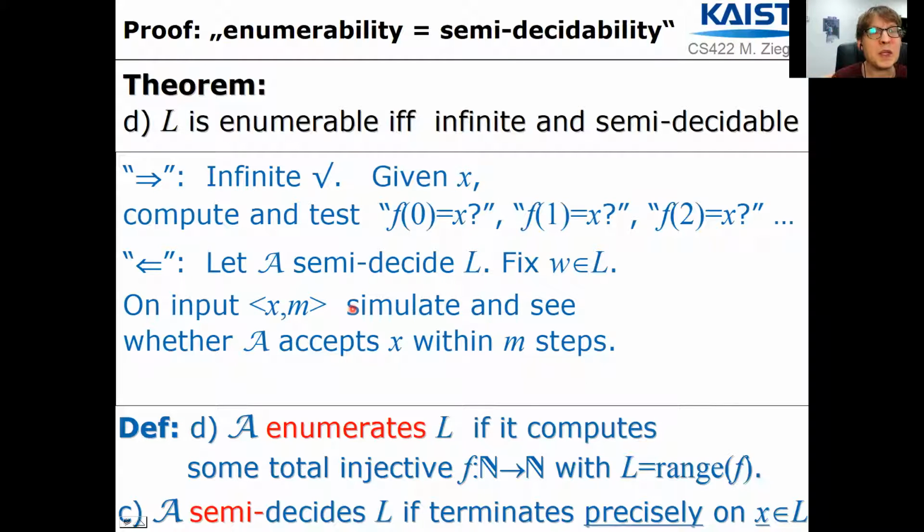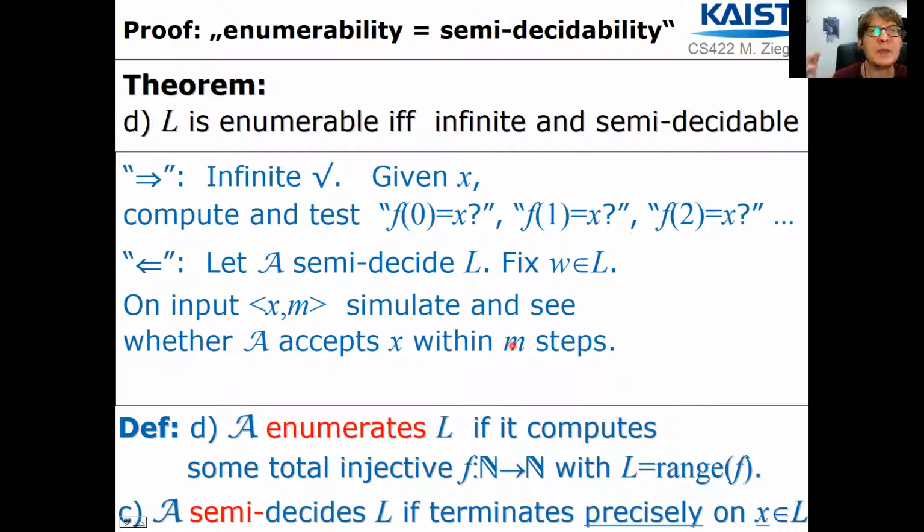And then the algorithm we're currently constructing is going to go ahead and simulate the algorithm semi-deciding L. Namely, it's going to simulate that algorithm on the input x, the first component here, for m steps. It's another important and interesting technique that we will use frequently, namely not just a simulation, which we've done before, like in an interpreter, but simulating for a certain fixed number of steps.